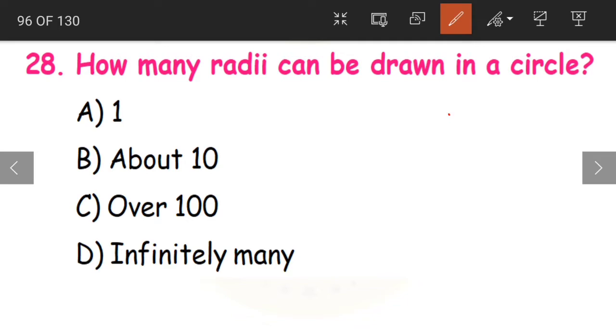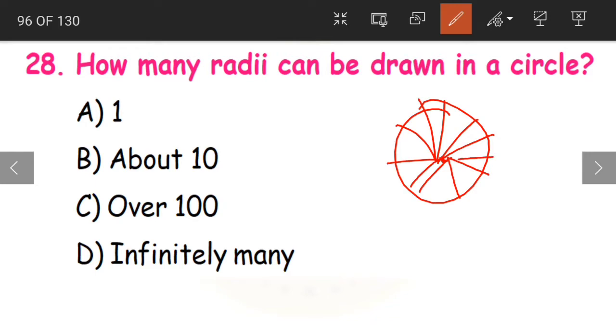Question 28. How many radii can be drawn in a circle? Again children, how many radii? See, we can draw however many radii we want from the center of the circle. So our answer becomes infinitely many.